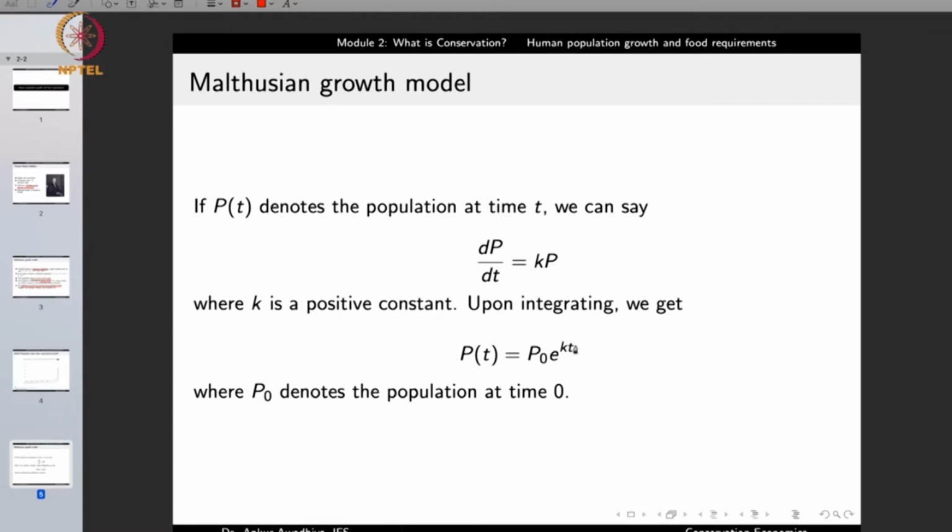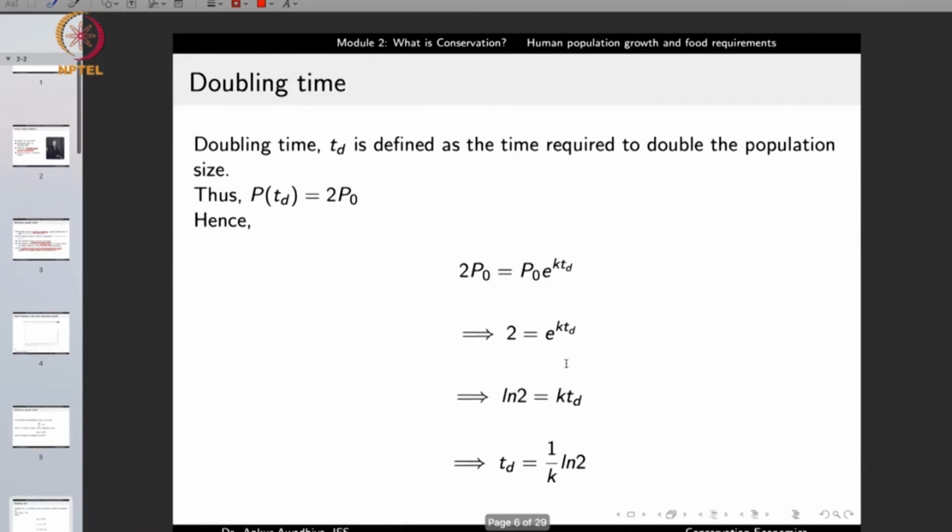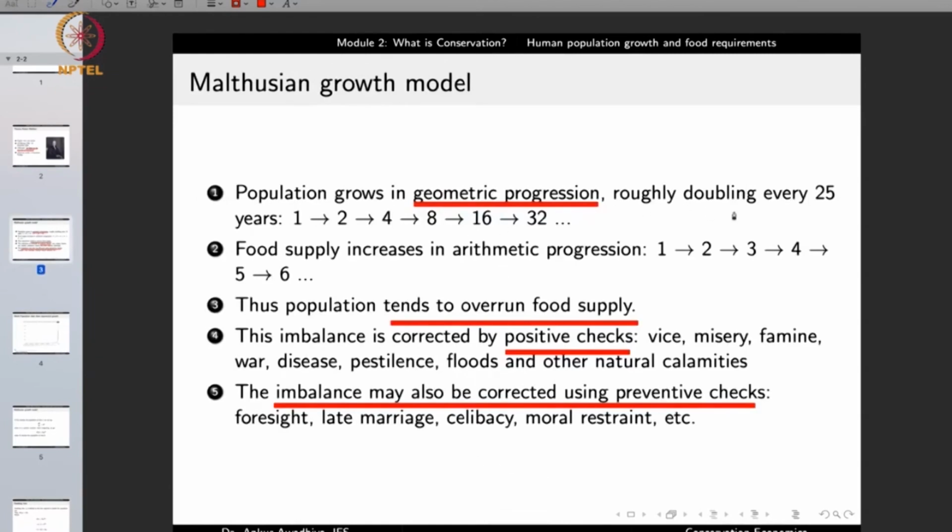So if you put t equal to 0, e to the power 0 becomes 1, and so Pt becomes P0. So P0 into e to the power kt. And with this, we can also derive the doubling time. So doubling time is defined as the time that is required to double the population size. In Malthusian theory, we have seen that the doubling time is roughly 25 years. That we saw here, the population roughly doubles every 25 years. So there is a doubling time in which the population is doubling.